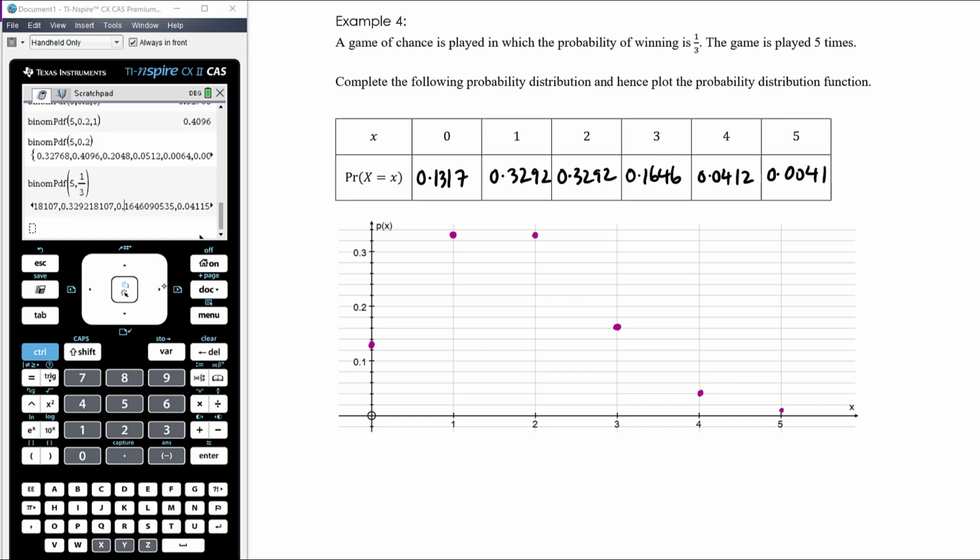Like we saw in the example above, if you've got a ruler or use the edge of your CAS lid to get a nice straight line, just rule in some vertical lines so we can clearly see. We've obviously got positive skew happening here, and that's because our probability is less than 0.5.